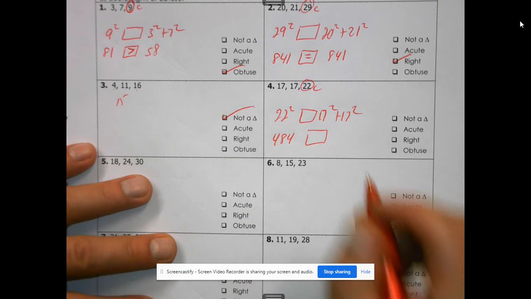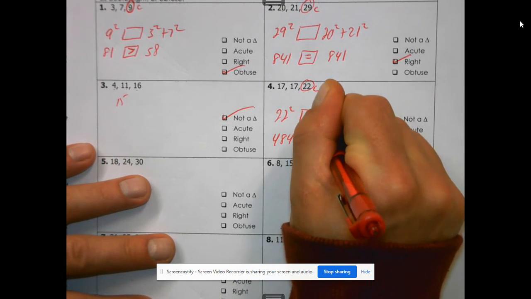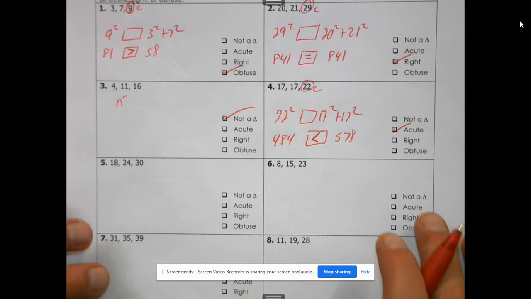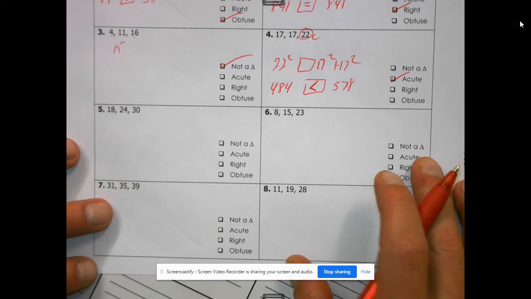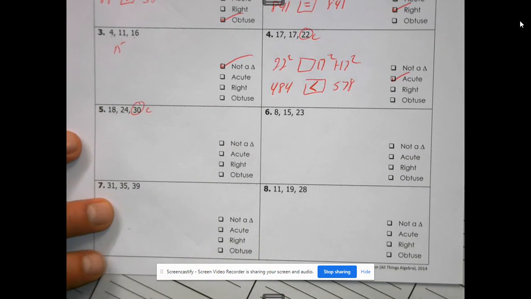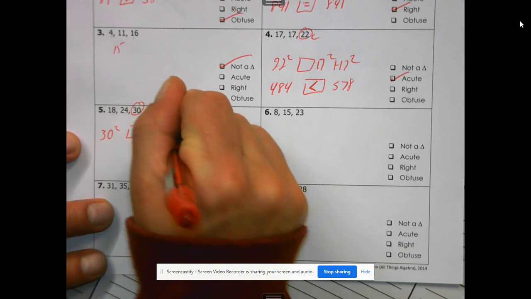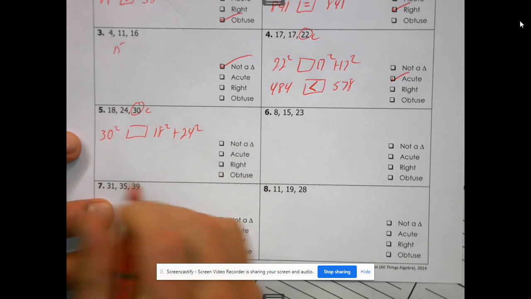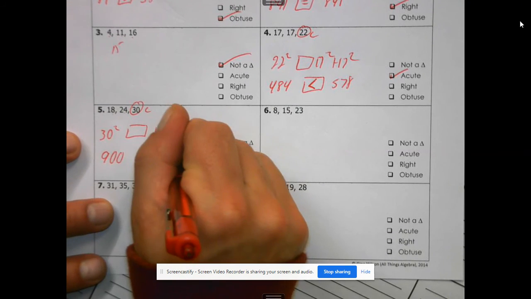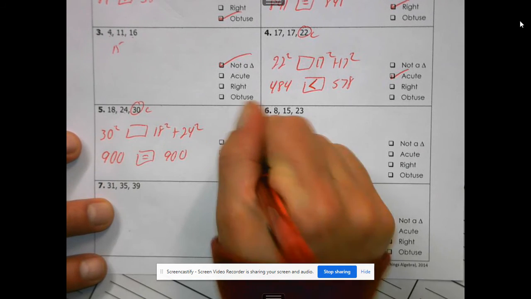17 squared plus 17 squared is 578. This time your C is smaller. That makes it an acute. Number 5, 18 plus 24 is bigger than 30, which is your C. So 30 squared compared with 18 squared plus 24 squared. 30 squared is 900. If you type that stuff in, you also get 900. So these are equal, which makes it a right.